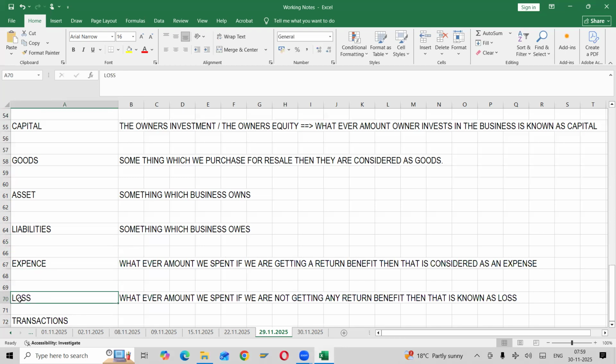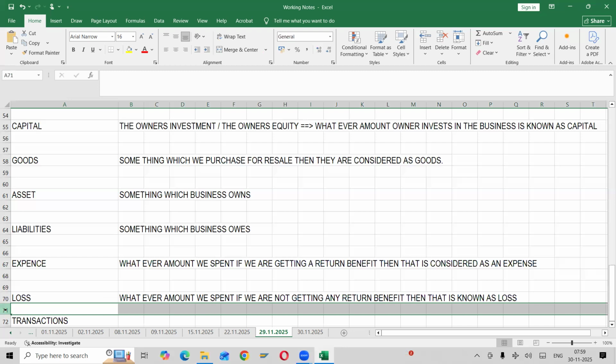If you are spending some amount and you are getting a return benefit, then that is considered as an expense. If you are spending some amount and you are not getting any return benefit, then that is considered as a loss. Simple. Clear? Next one, we have a concept which is very important.